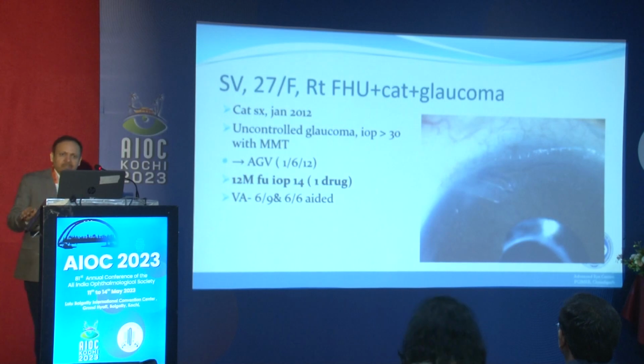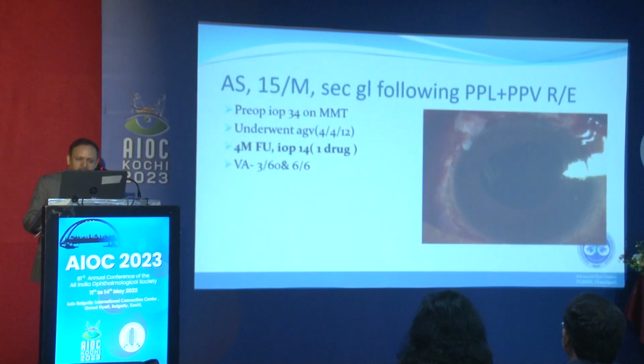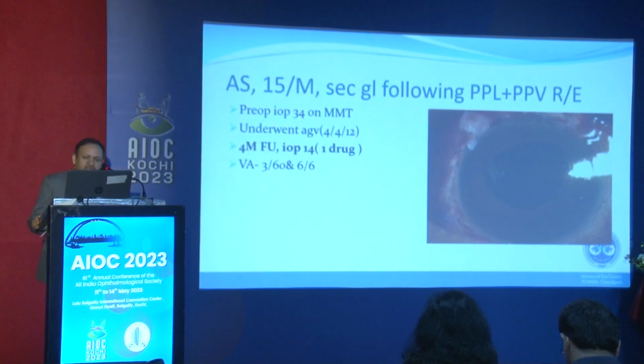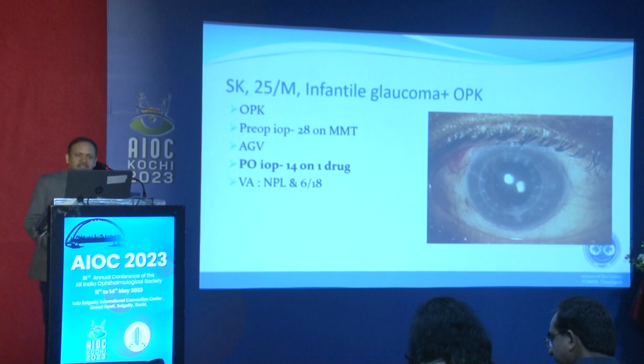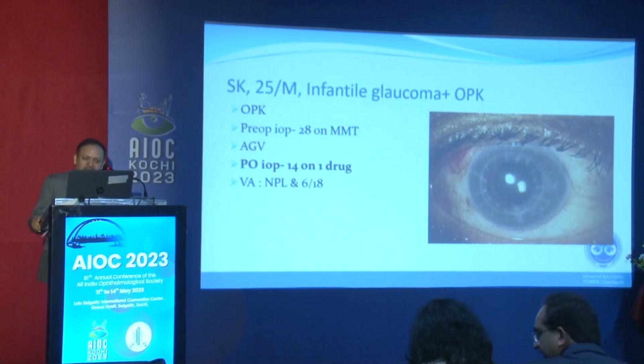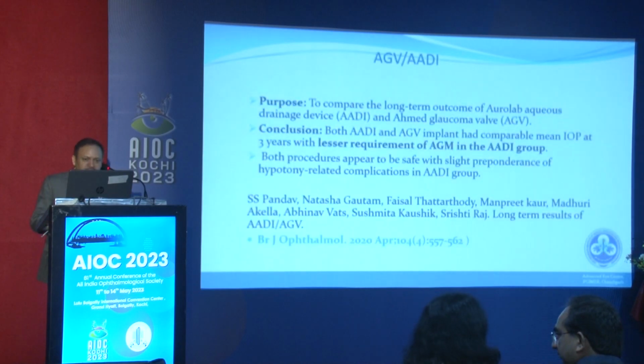This was a Fuchs heterochromic cyclitis patient who underwent cataract with glaucoma surgery, who was on maximum medication, and post-operatively had good control with one drug. This was a post-PPV patient with 34 pressure on maximum treatment, and after GDD came to 14 with one drug, and vision was also well maintained. This was an infantile glaucoma patient who already had OPK with high pressures on maximum treatment. After AGV, the pressure was 14 with one drug. Most of these GDD devices will require one or two drugs in the post-op period.